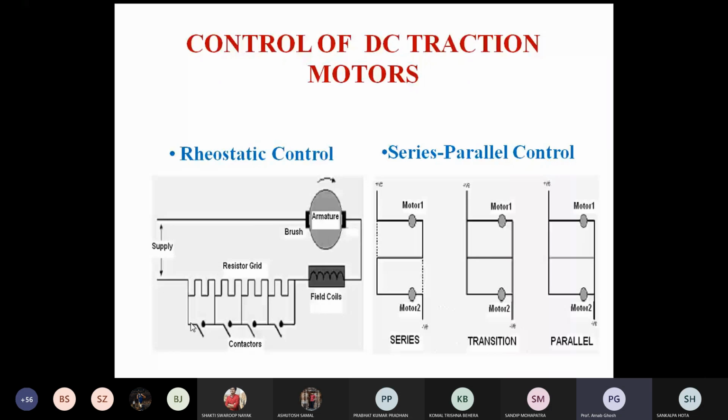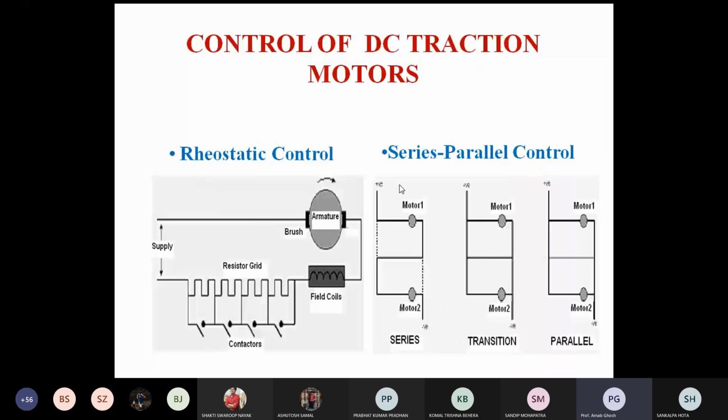So most of the current always tries to flow through the least resistance path, and again it will be coming back to the supply. So for less dynamic braking, for less rheostatic braking, you have to open only one contactor. If you go for more rheostatic braking, then two contactors. And if you want total rheostatic braking, you have to open all the contacts. So that is your rheostatic control.